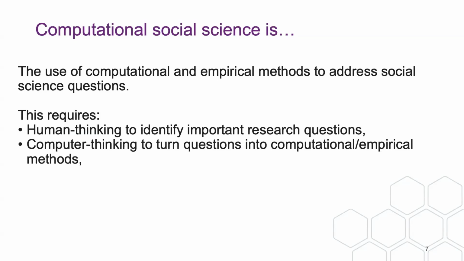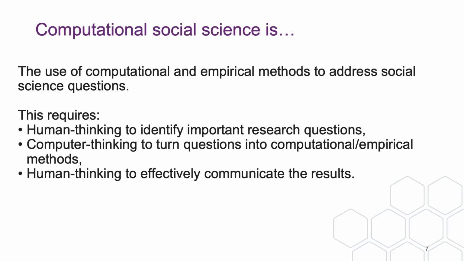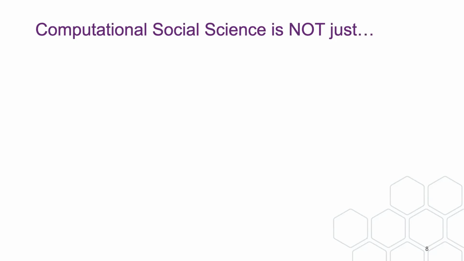As you can see, we also need a little sprinkle of computer thinking, and that's so that we can turn these research questions into computational or empirical methods. And after you've completed your research, you're going to need that social science human thinking again to effectively communicate those results to other people. So another way to understand computational social science is to think about what its main components are. So let's just go through a few points.